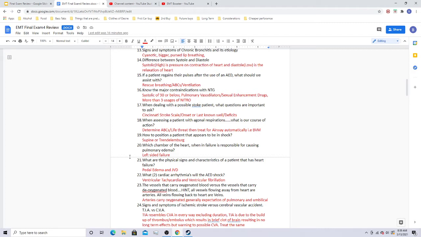So what are the major contraindications for nitroglycerin? The biggest, obviously, since this is a coronary vasodilator, is that you're generally going to want to avoid a systolic of 90 or below. If it is that, then you're going to be pretty off. Other contraindications are pulmonary vasodilators, sexual enhancement drugs, and more than 3 usages of nitro. That is per the National Registry, not per specific counties.